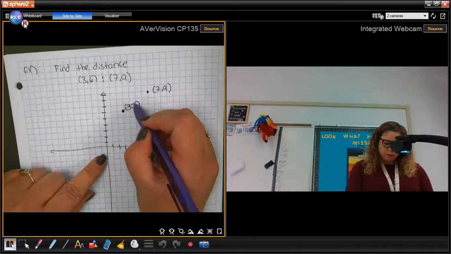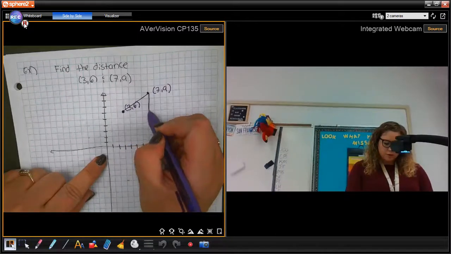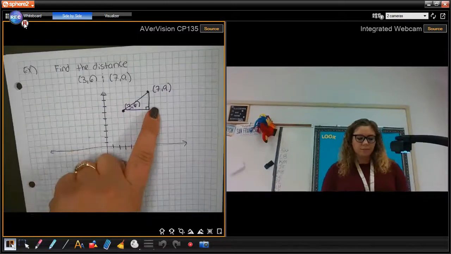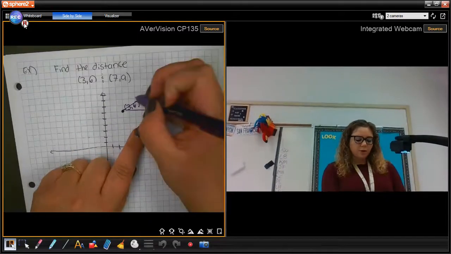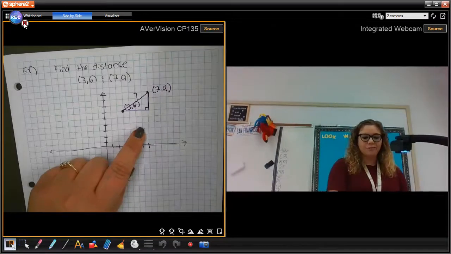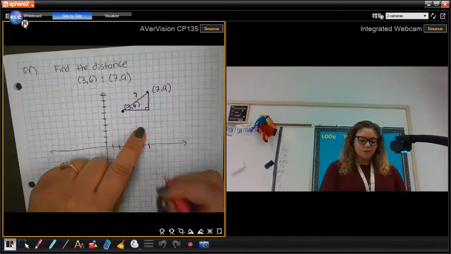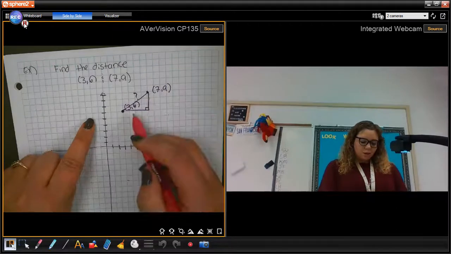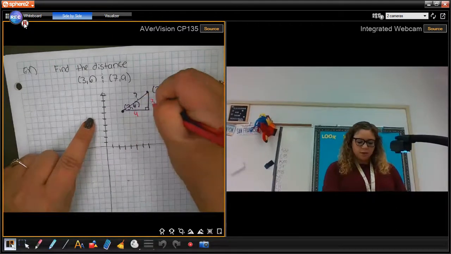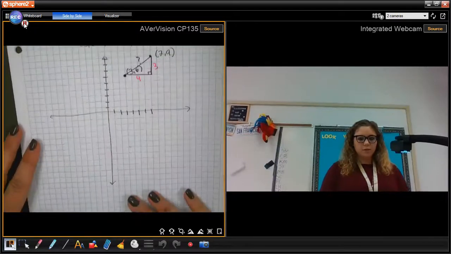You're going to connect and draw a right triangle. And now I'm going to find my length and my height. Again, you're always trying to find your hypotenuse when you're finding the distance. Okay, your hypotenuse represents the distance. So I have 1, 2, 3, 4 on this side, 1, 2, 3 on this side.